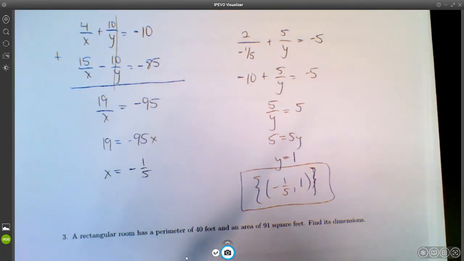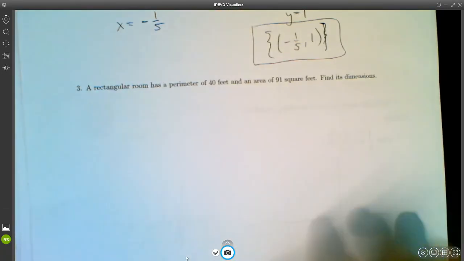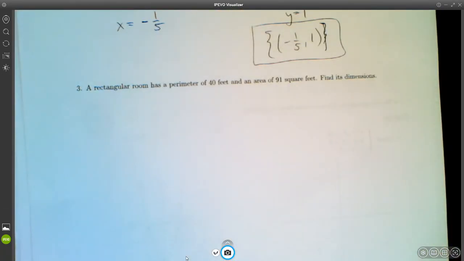Okay. Here's why we're interested in solving nonlinear systems. This isn't the only reason, but generally speaking, it's useful, and it could come up in various scenarios. Here's one of them. A rectangular room has a perimeter of 40 feet and an area of 91 square feet. Find its dimensions.